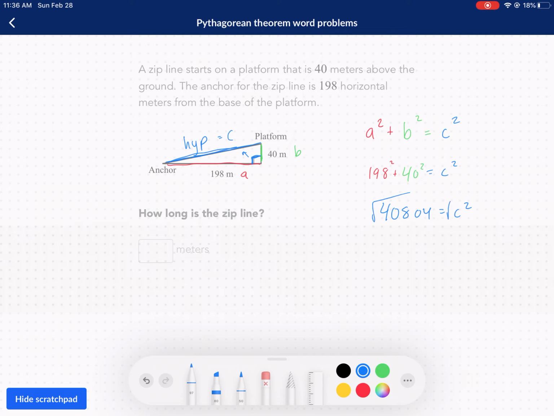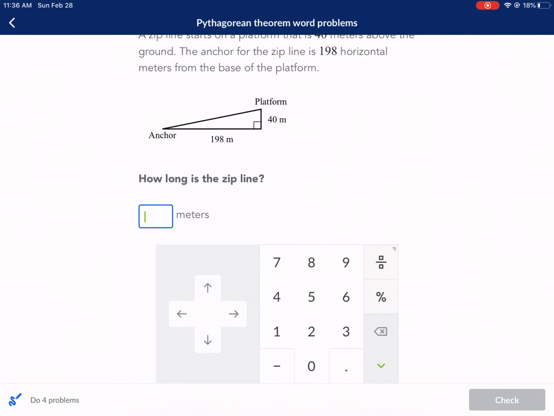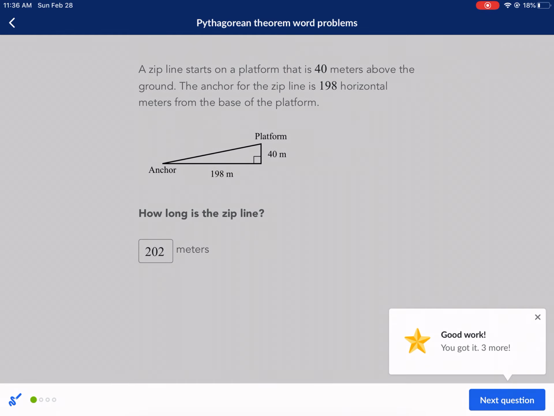So I take the square root here, I take the square root there. I get C equals 202, don't forget the units, meters. So 202 meters is the distance. The key part at the end is taking the square root of both sides. We don't want C squared, we want C by itself, so we need to take the square root of both sides. So we know it's 202 meters, we'll check it, and we're good to go.